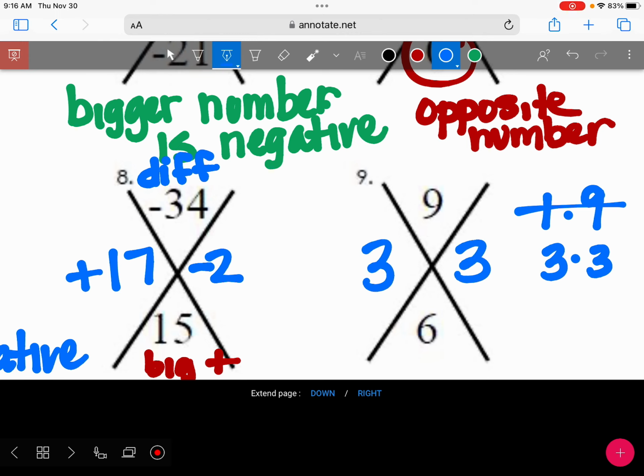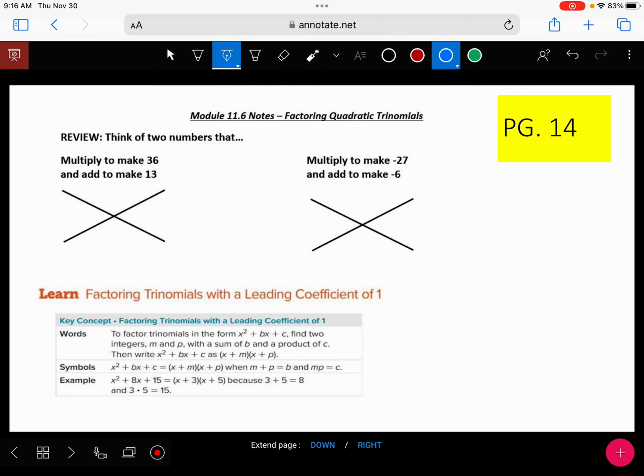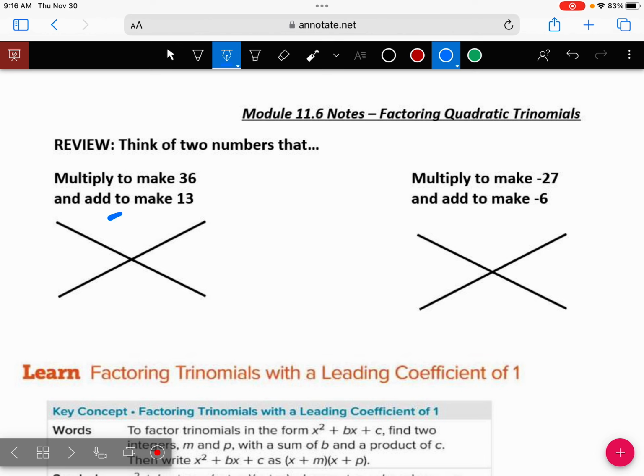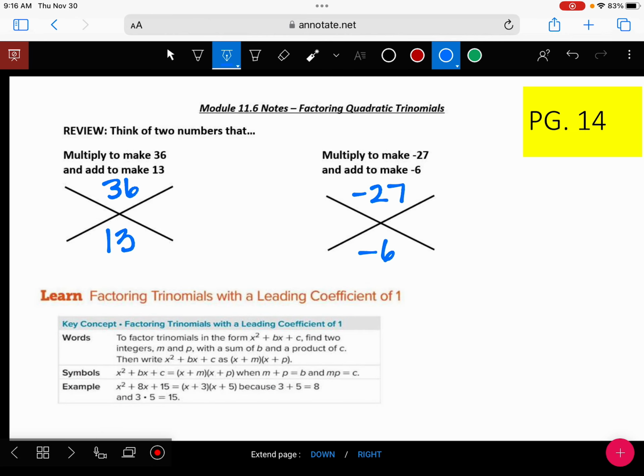So now that we have that, let's apply that to what we're learning. Take out your note packet, and let's go to page 14. I want you to do both of these. 2 numbers that multiply to 36 and add to 13. 2 numbers that multiply to be negative 27 and add to negative 6. I'm going to give you a few minutes with your chart to find my 2 numbers. That's what we've been practicing, finding the 2 numbers.